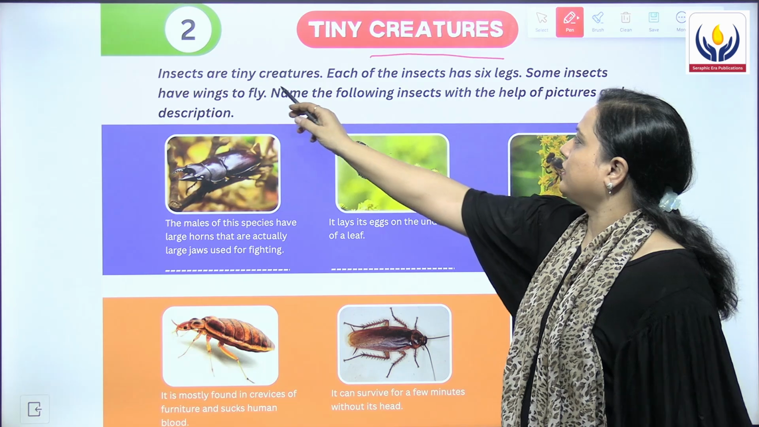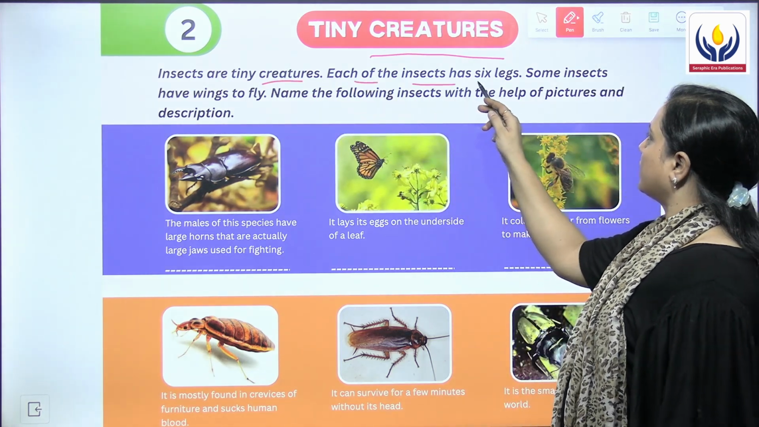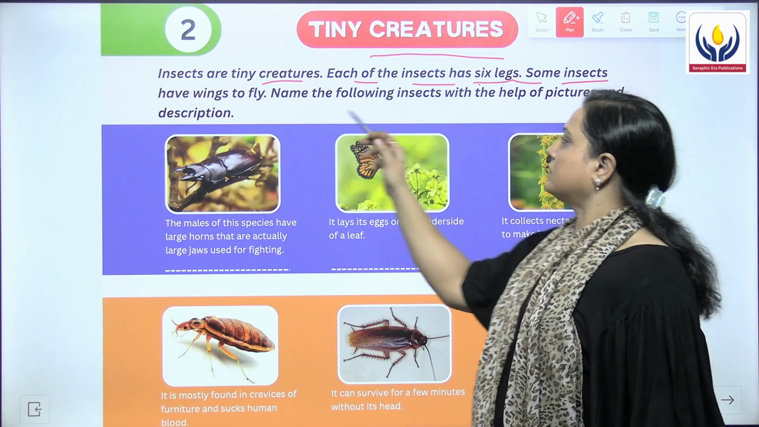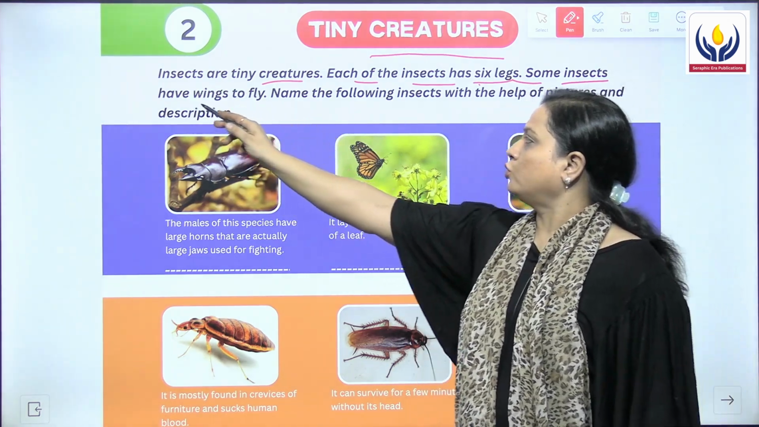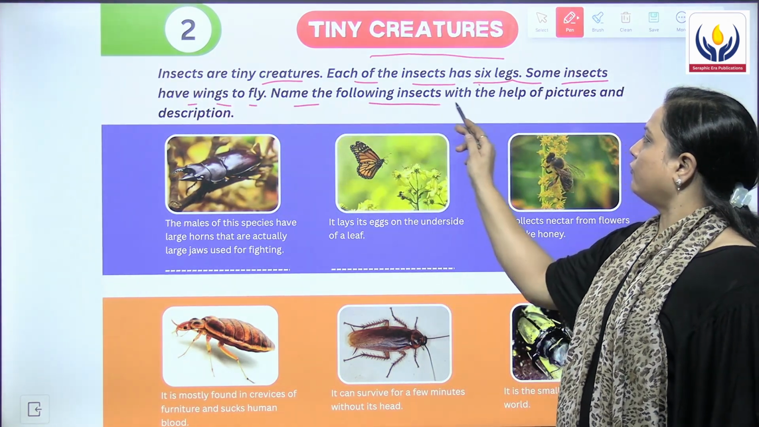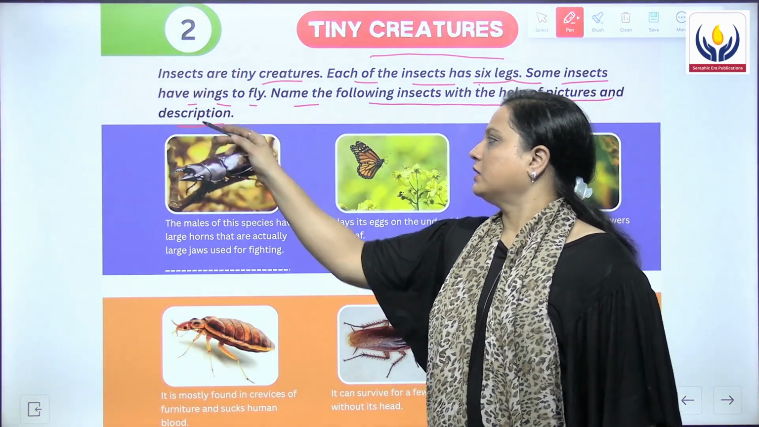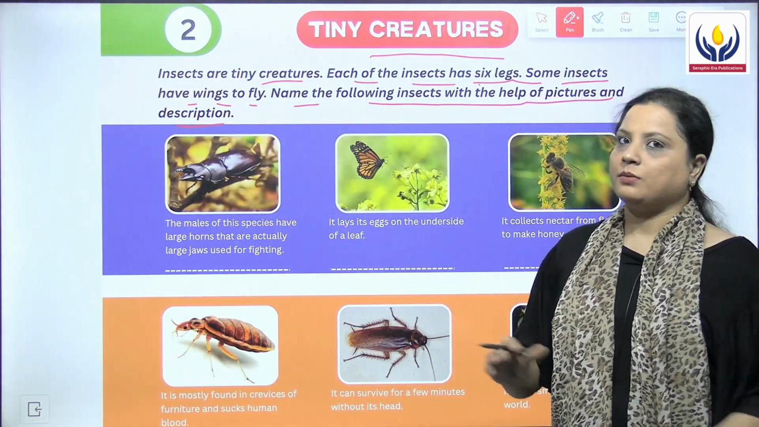Insects are tiny creatures. Each of the insects has 6 legs and some insects have wings to fly. Now name the following insects with the help of the pictures and the description given below. So let's begin with them.